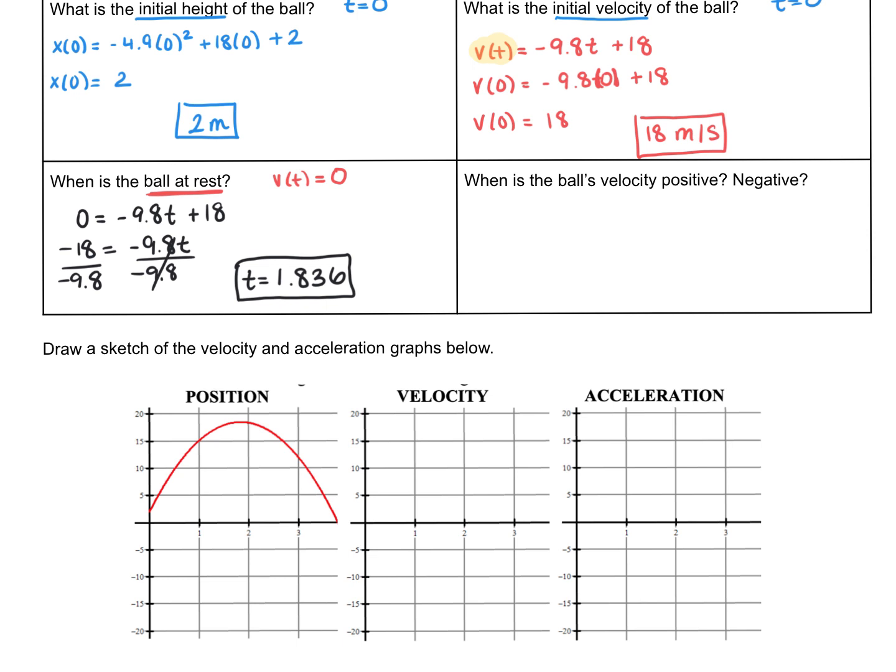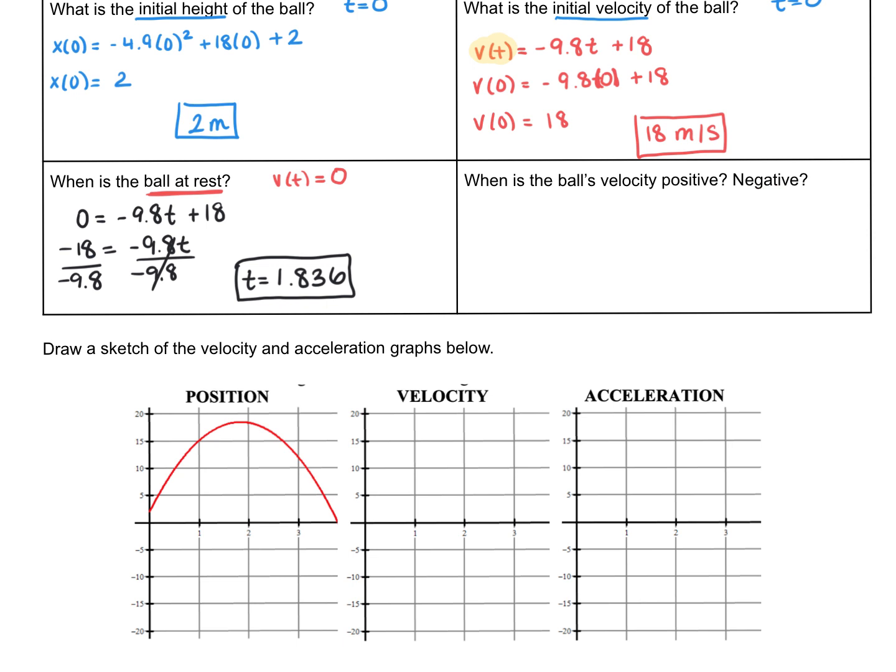Now you can kind of see here, right? Well, I talked about it. This is where it's the vertex. It's not exactly 2. It's probably a little here, which is 1.836, right? Between 1 and 2. That makes sense. Okay, so the next part, they say, when is the ball's velocity positive and when is it negative?